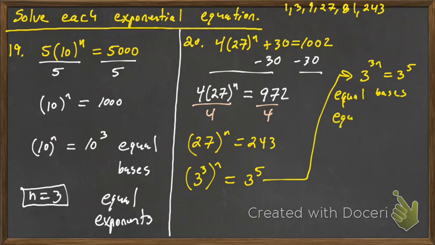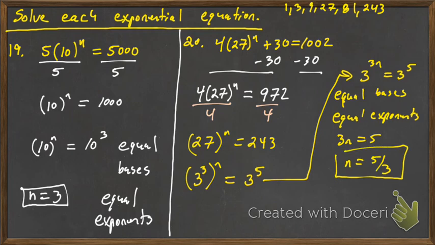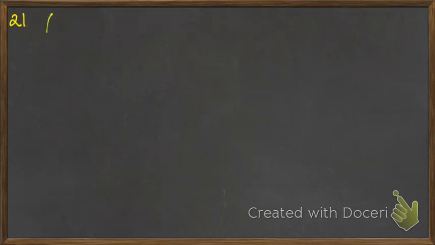So we will have equal exponents. And so we will have 3 to the n is equal to 5. Divide both sides by 3, and we get n is equal to 5/3. Okay. All right, I think we have a few more examples to go through. So let's see what we got next here.